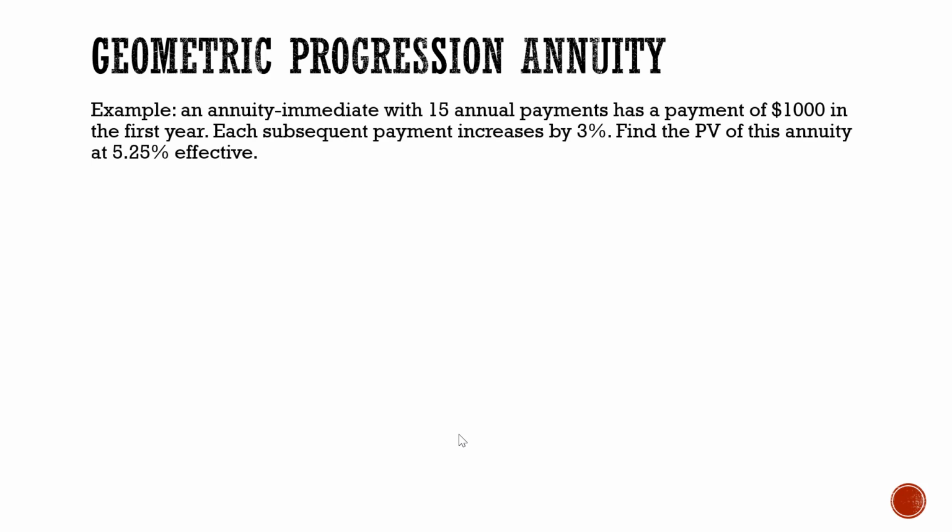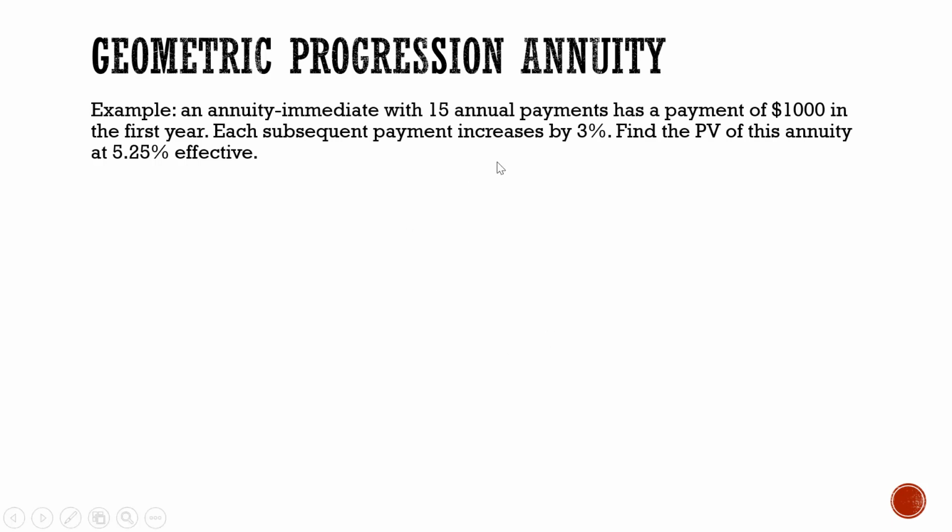Now we look at geometric progression annuity. That means the payment will be either increasing or decreasing, but by percentage, not by unit. So let's consider an annuity immediate with 15 annual payments that has a payment of 1,000 in the first year. Its subsequent payments increase by 3%. Find the present value of this annuity at 5.25% effective.